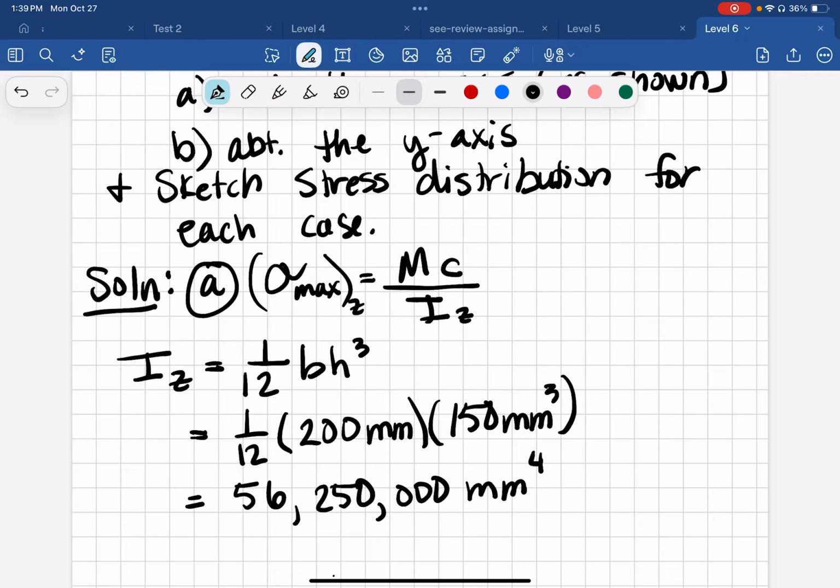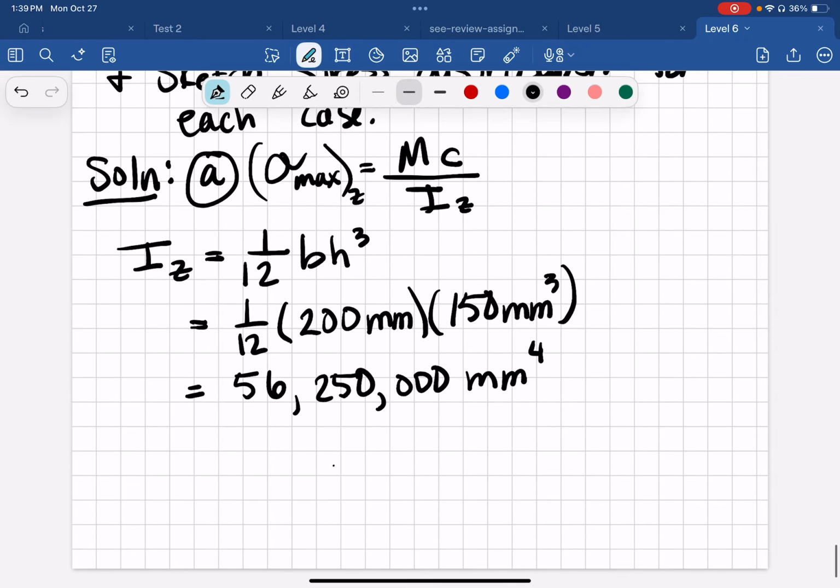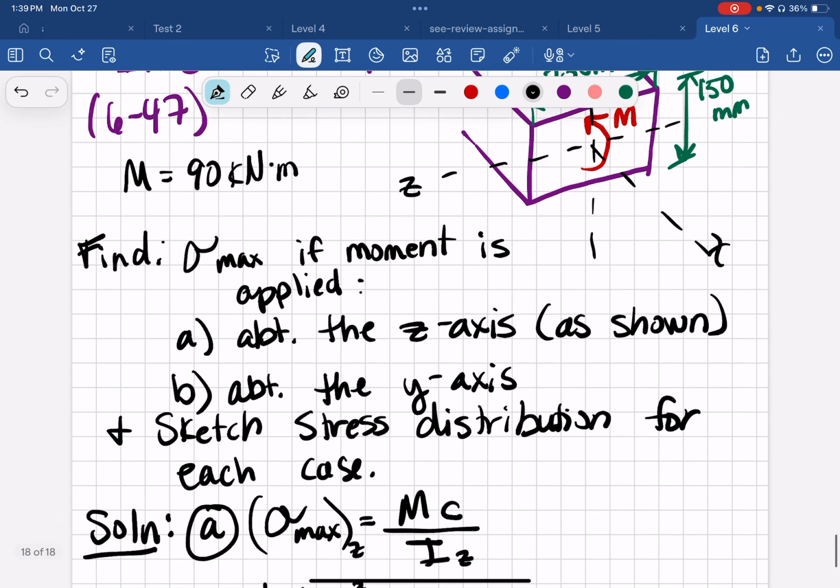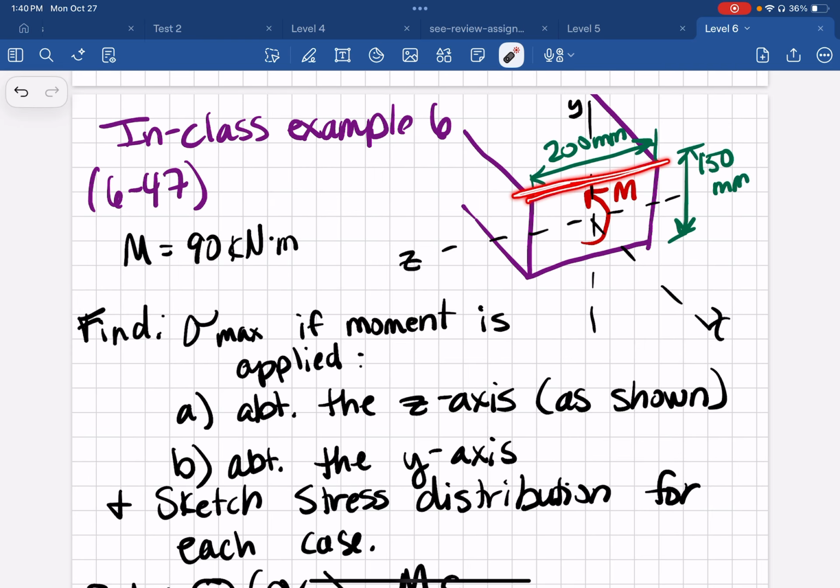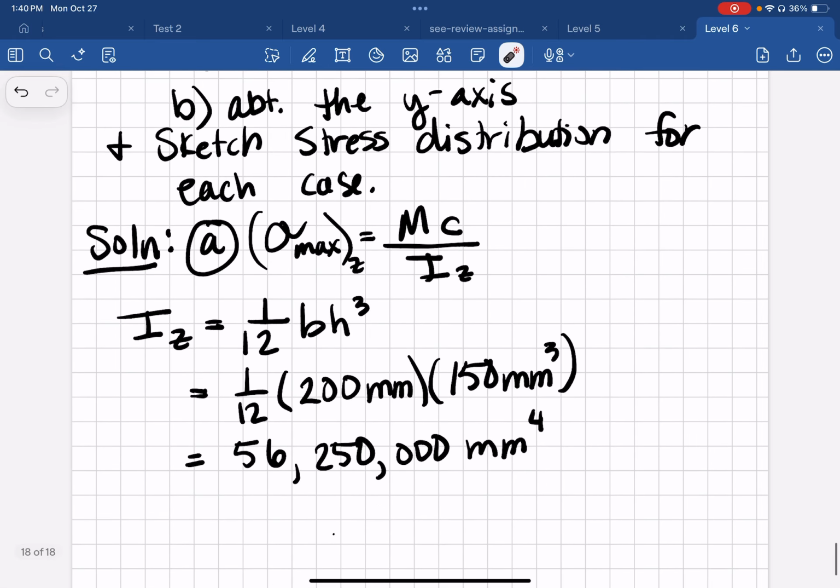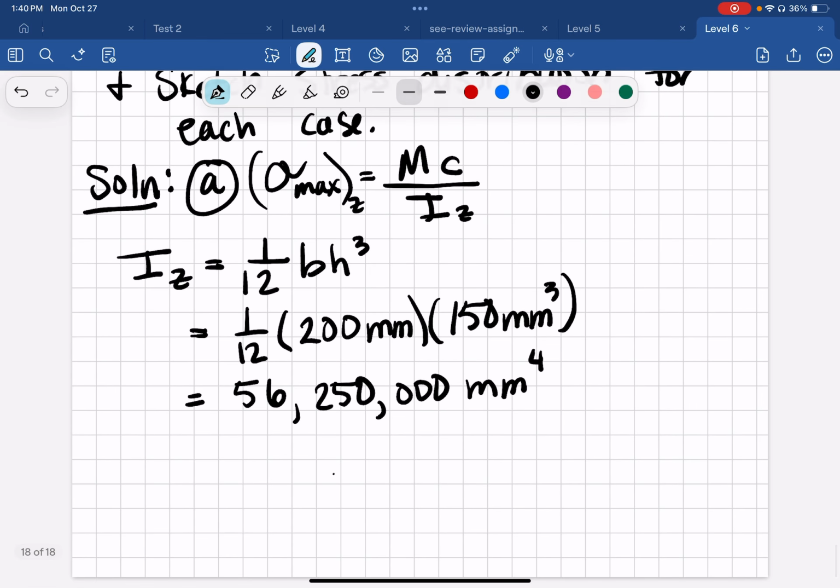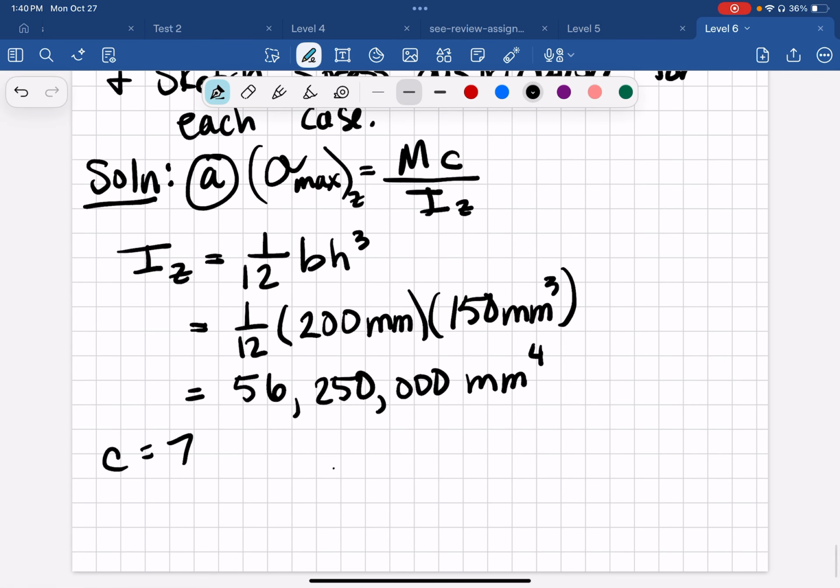millimeters to the fourth. And so now we can find the maximum stress, and the maximum stress is going to occur on one of these edges. So maximum compressive would be up at the top, the maximum tension would be at the bottom. But either way, that distance would be half of that 150 millimeters. So c is going to equal 75 millimeters.